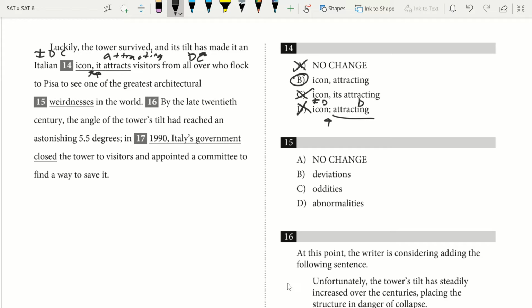Looking at C, we'd have "it's attracting," another independent clause. Also, it's the wrong "it's." So two things there. So we know our answer there is going to be B.